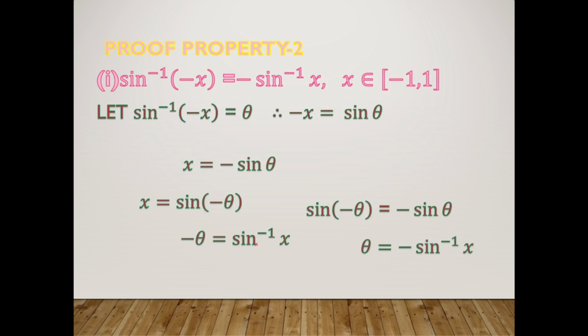Now if minus theta is equal to sine inverse x, then theta is equal to minus sine inverse x. Okay, that means initially we assumed sine inverse minus x is equal to theta, and here we have got theta is equal to minus sine inverse x. So this gives us sine inverse minus x is equal to minus sine inverse x. So this is the proof of this part, and by seeing the proof of this part you can check yourself, and you can prove the other two parts also. Okay, now let us see the third property.